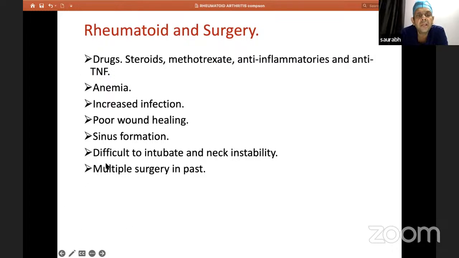So again, just to recap everything. So remember drugs, they'll be on loads of drugs. So some of them need to be stopped. So liaise with the rheumatologist. Anemia, so hemoglobin is low, you have to deal with that. Infection risk, poor wound healing, sinus formations, then neck, that's where your anesthetic colleague comes in, C1, C2 instabilities. And chances are they will have some surgeries in the past. So you have to have a holistic picture before you offer them any surgery.